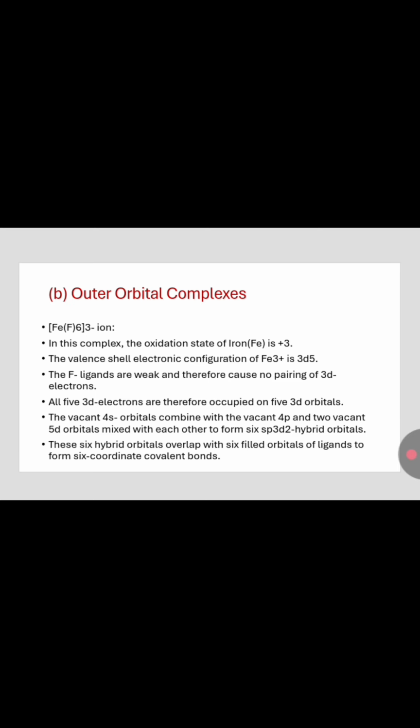The vacant 4s orbital combines with the vacant 4p and two vacant 4d orbitals, mixed with each other to form six sp3d2 hybrid orbitals. These six hybrid orbitals overlap with six filled orbitals from ligands to form six covalent bonds.